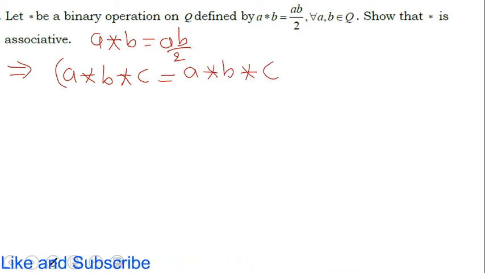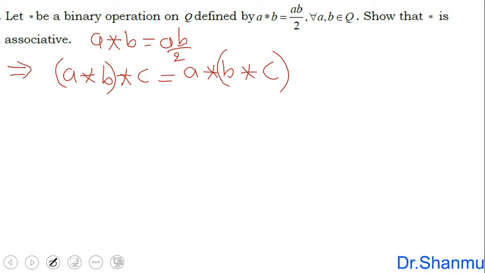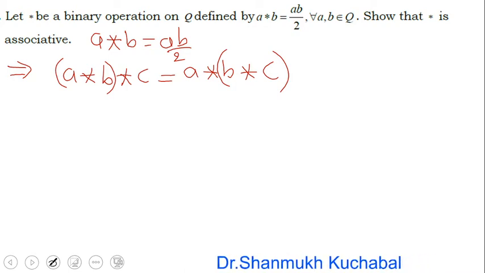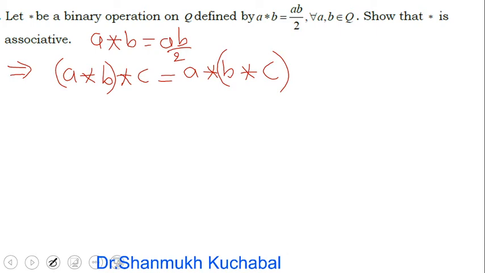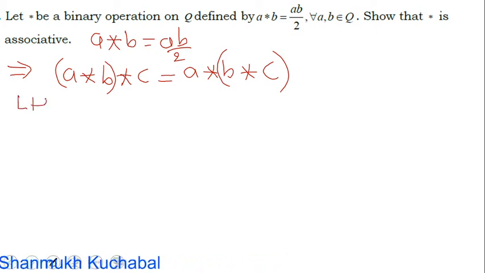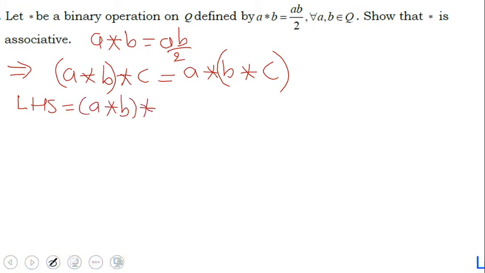Here the first 2 elements we have to group, and then the last 2 elements we have to group. Then we have to take the LHS and simplify, and take the RHS and simplify. If LHS equal to RHS, then it will satisfy the associative condition. So let us do this. I am taking the LHS part first.